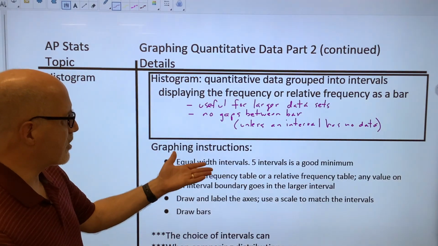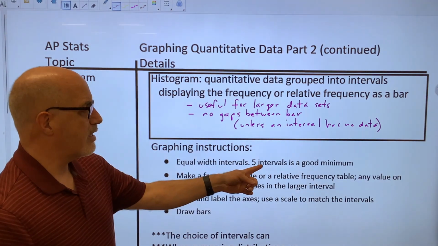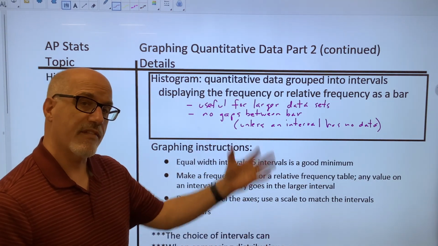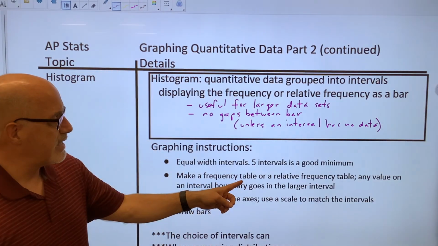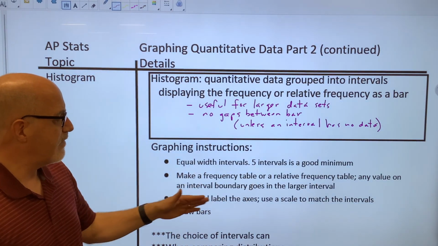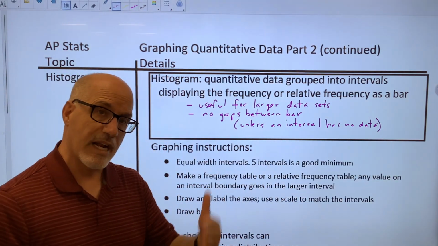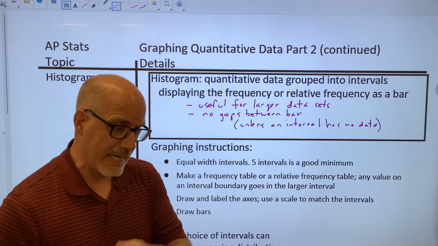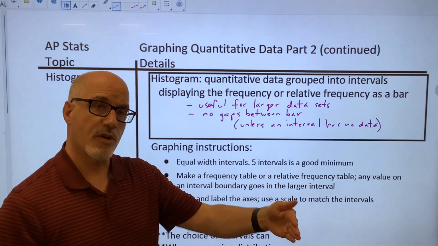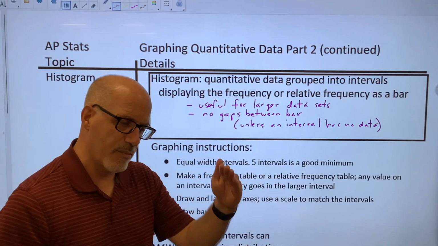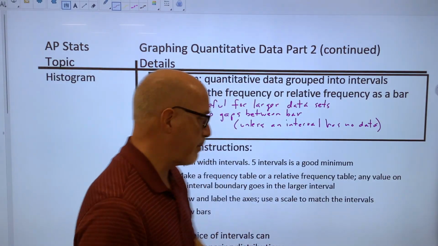All right, so graphing instructions. Equal width intervals, that's very consistent in how we've been doing our graphs. You want to use at least 5 bars, 5 intervals for this. It's a good minimum. You could do more. Make a frequency table or relative frequency table. Any value on an interval boundary goes into the larger one. So like the number 90, do I put that in from 80 to 90 or from 90 to 100? You always bump it up to the larger one. So 90 is right on the boundary between the 80 to 90, 90 to 100, put it in the 90 to 100, bump it up.